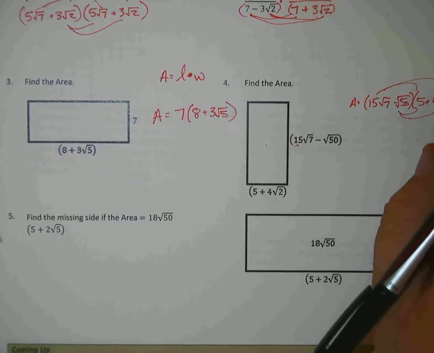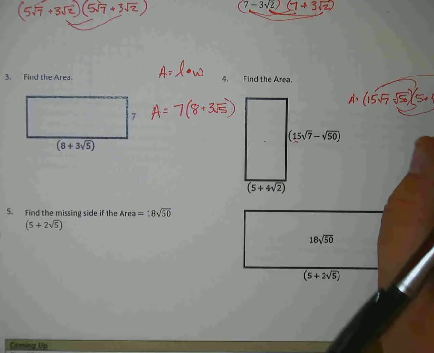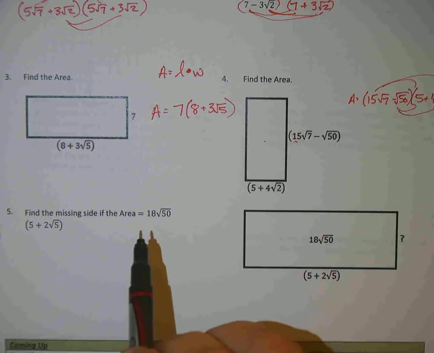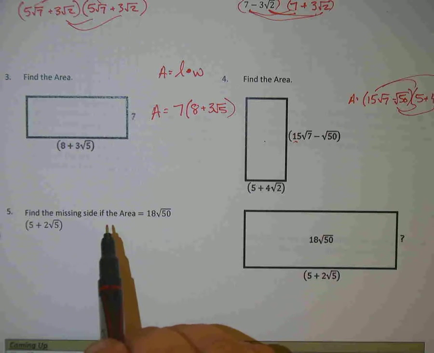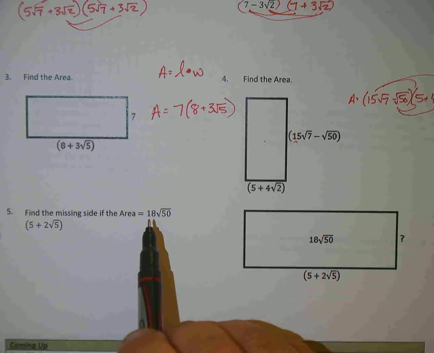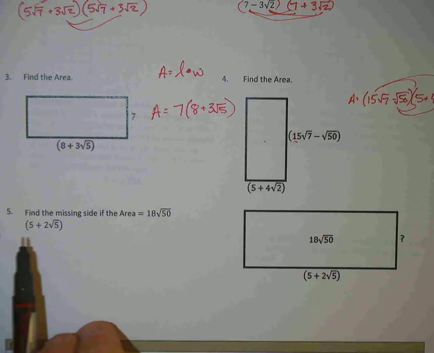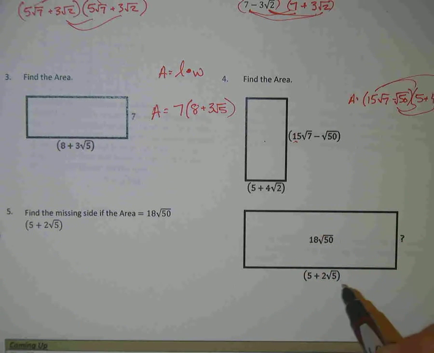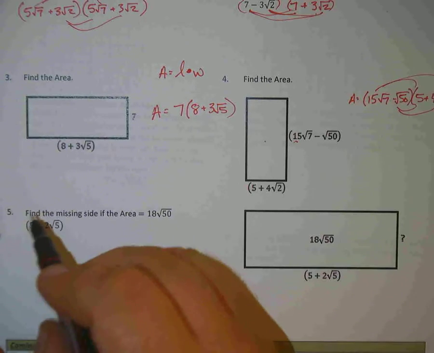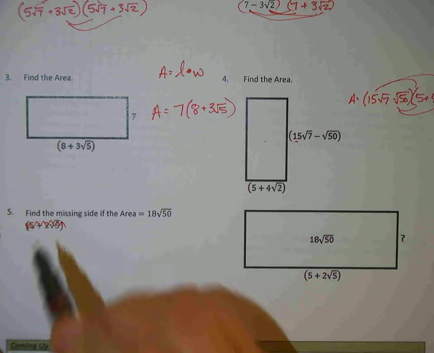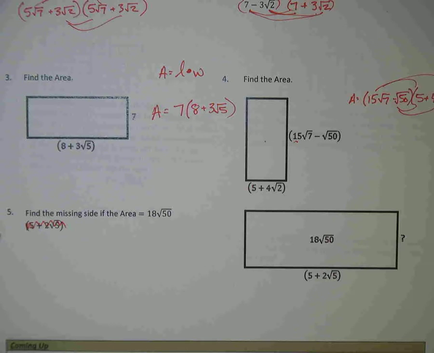All right, let's look at the last one. Find the missing side if the area is 18 square root 50. And I don't know why that's there, because it's really right there. So you can kind of ignore that. Not that I won't write it at some point, but I don't really know why it's there.